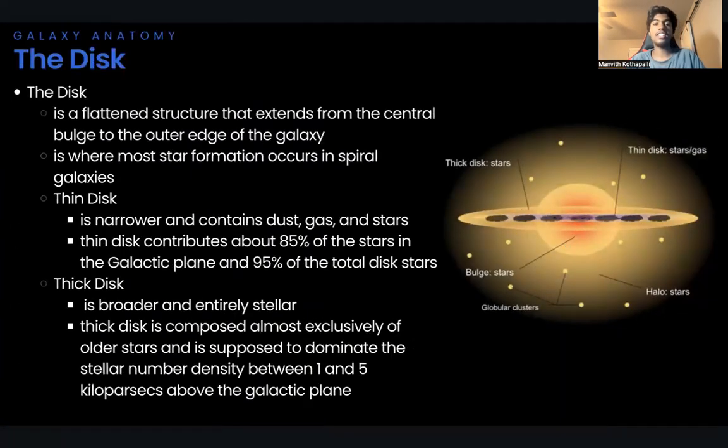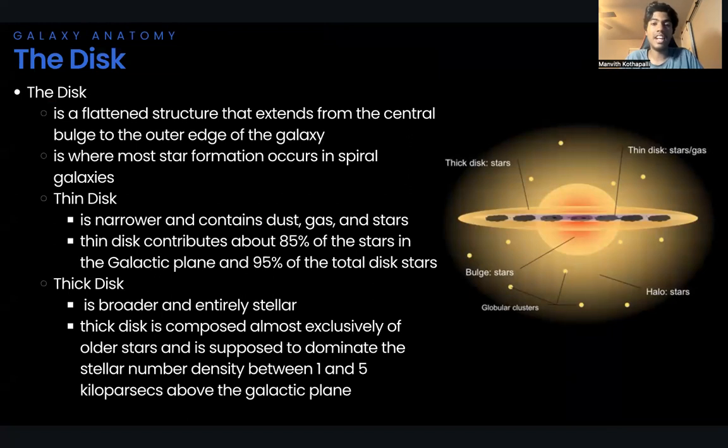Next, the disk is a flattened structure that extends from the central bulge to the outer edge of the galaxy. It contains both gas and stars and may have different thicknesses depending on the age and metallicity of the stars. The disk is where most star formation occurs in spiral galaxies.